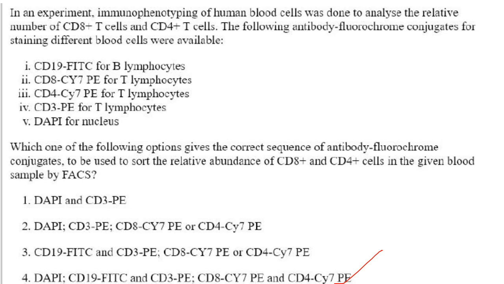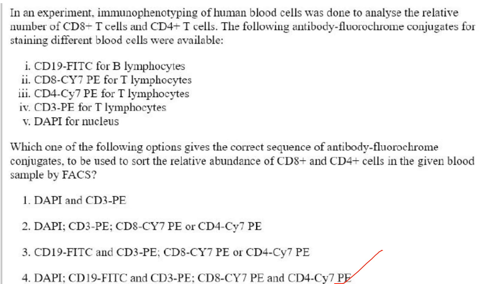Which of the following options gives the correct sequence of the antibody fluorochrome conjugates to be used to sort the relative abundance of CD8 plus and CD4 plus cells in the given blood sample by FACS? So here you have to find from these different stains what is the sequence of the stains that you will use so that you can sort out CD8 plus and CD4 plus cells. So the answer here is option 4 because first is DAPI.